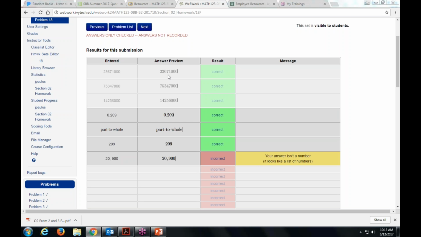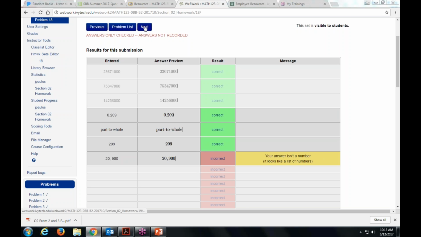Jessica, the issue with your last one, you can see it showing up as incorrect. Weber does not like commas. So if you just take out that comma between the 20 and the 900, it'll be perfect. Yeah, that'll be good. Yep, now she's happy. Okay, thank you. All right, so that kind of is 18 in a nutshell.